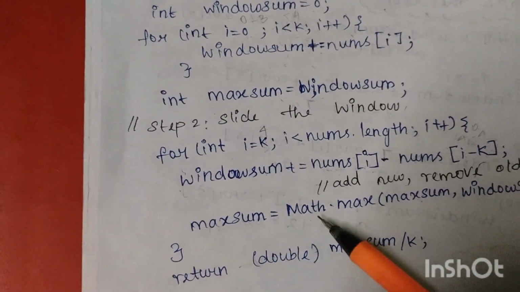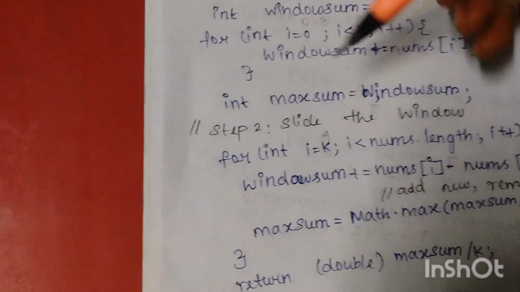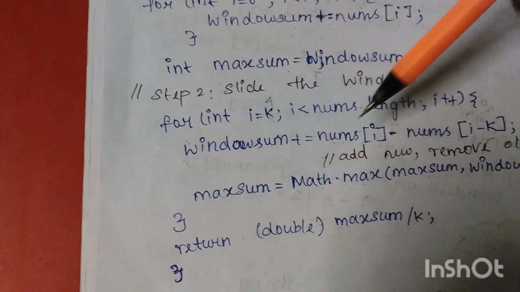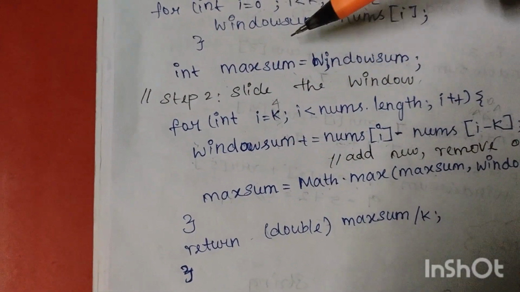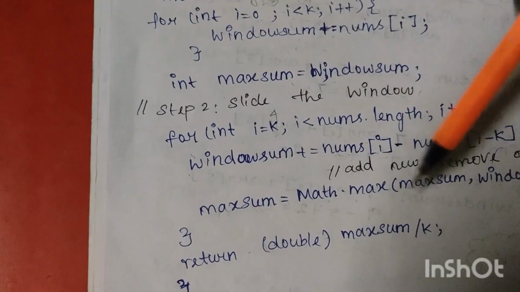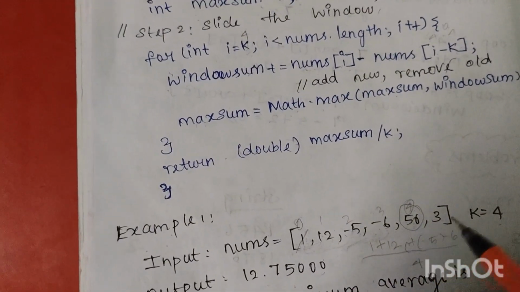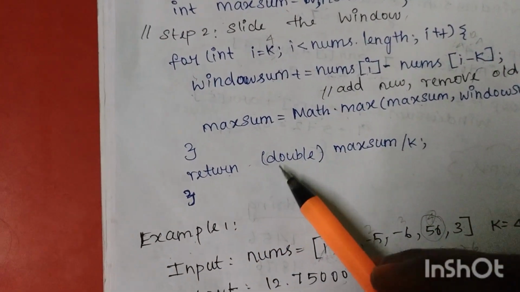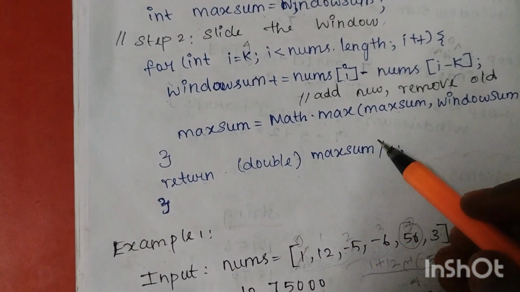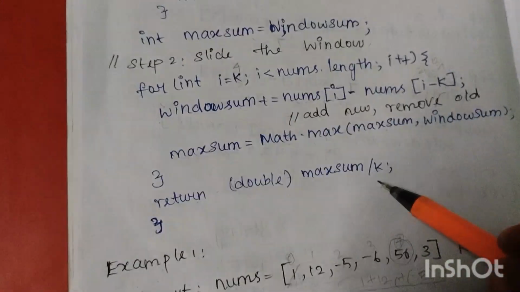And maximum sum is equal to Math.max of maximum sum or window sum. If the new window sum which we find is larger, then it will keep that. If the maximum sum which we have already initialized is larger, then it will keep that. Like that we have to iterate till the end and return a double. We are typecasting here, maximum sum divided by k. K is what? 4, the size of the window, to find the maximum average subarray.